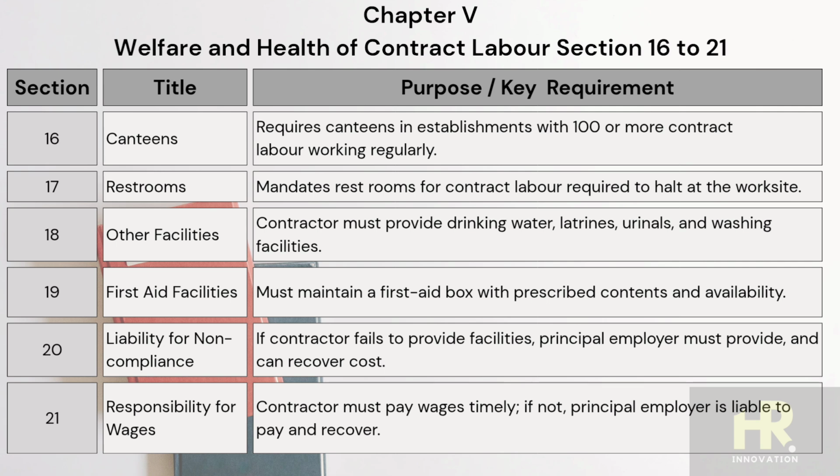Section 21 Wages must be paid. It is the contractor's duty to pay wages on time. But if the contractor fails, the principal employer must pay the workers and then recover the money from the contractor.